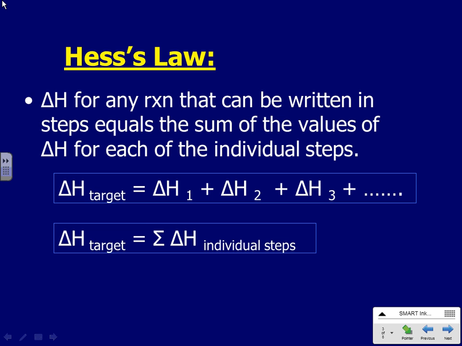The delta H for any reaction that can be written in steps equals the sum of the values of the delta H for the individual steps. So it's all about adding them up.